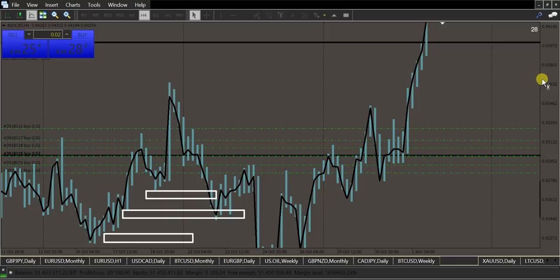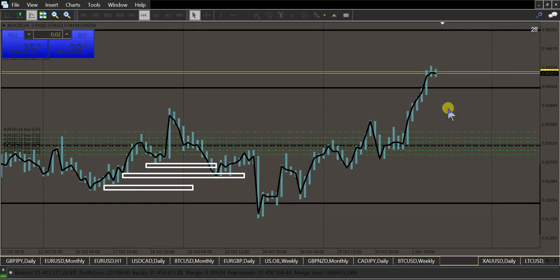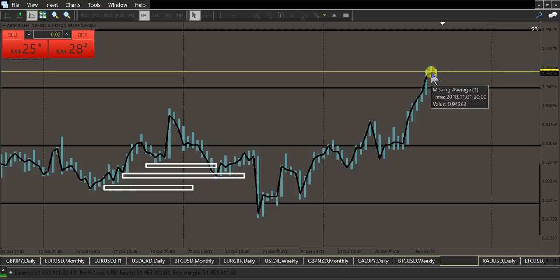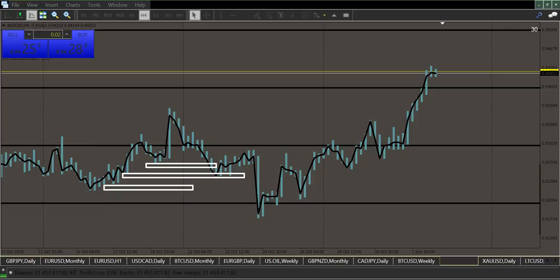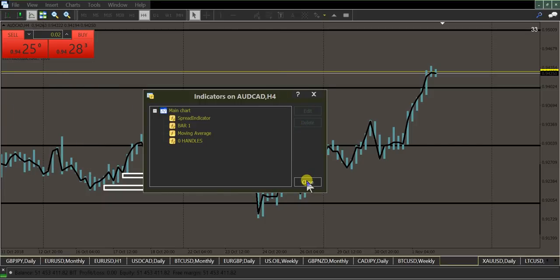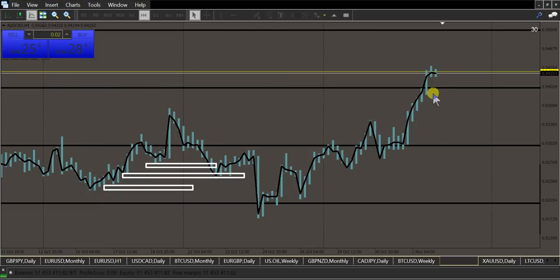Here it is. Okay, so I went long here for some reason. So I'm going to dump out of this thing because it's done. So I'm flat. All right, so I'm going to come in here with the limits again. I think this is a... okay, that's 100 pips right there. So I'm just going to come here like a goof.